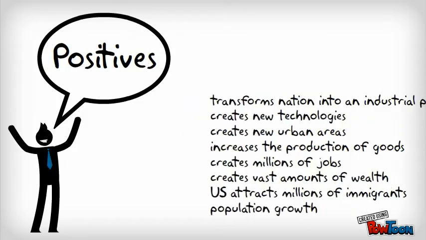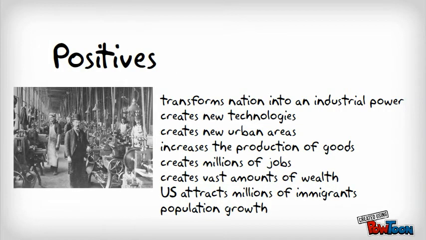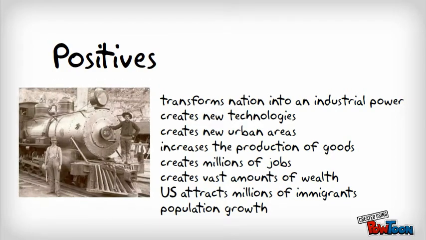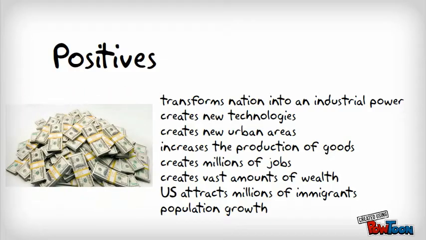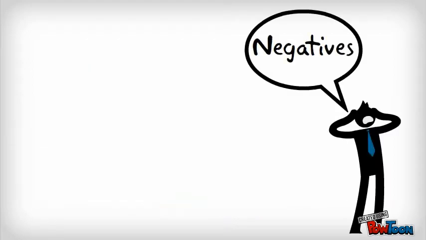And what were those positive things? The Industrial Revolution transformed the United States into an industrial power, an international power. It created great technologies, vast urban areas. It increased the production of goods, created millions of jobs, created vast amounts of wealth, and attracted millions of immigrants to come to the United States and expand our population significantly.